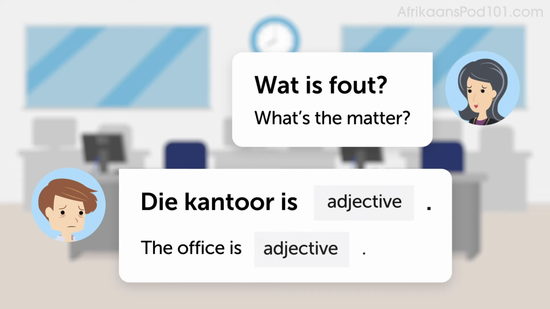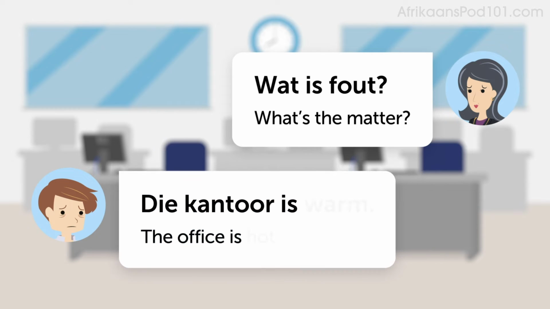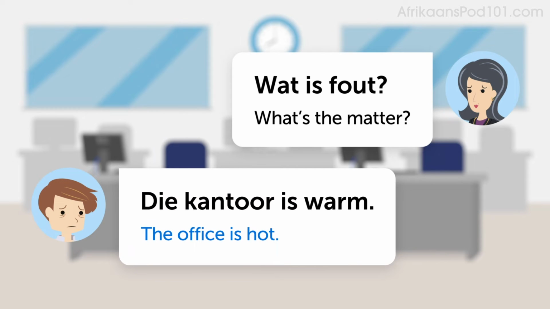The pattern is Die kantoor is adjective. The office is adjective. For example, the office is hot. Die kantoor is warm.